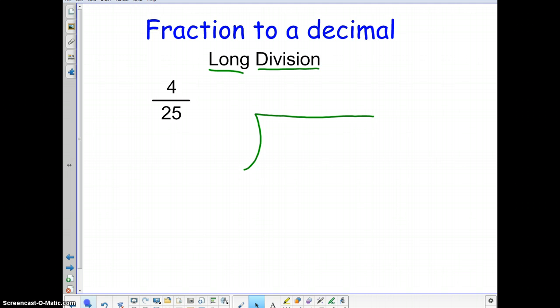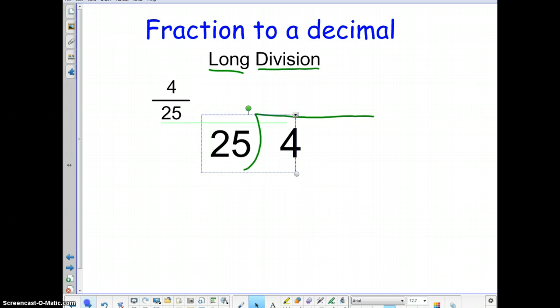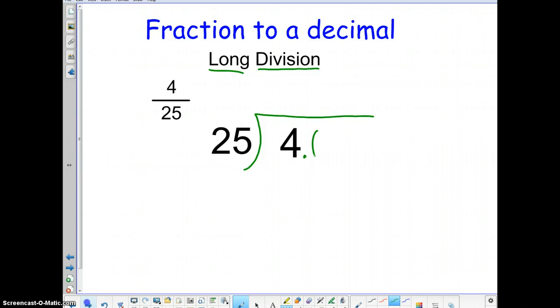Then we have to put these numbers in the right place. The number on top, in this case the 4, goes inside the house. And 25, what's on the bottom, goes on the outside of the house. Now this looks a little different because the larger number is on the outside. But what we do is we just put 0.00, and right away we bring that decimal up right there. So we know exactly where all these numbers go before we even get started.